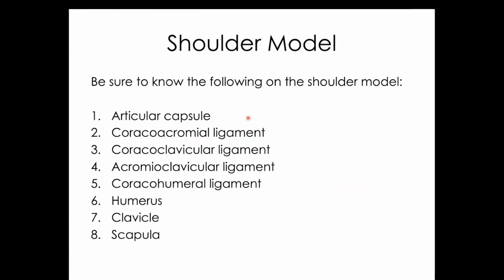All right, so for the shoulder model, make sure you can identify the articular capsule, the coracoacromial ligament, the coracoclavicular ligament, the acromioclavicular ligament, the coracohumeral ligament, and then, of course, the humerus, the clavicle, and the scapula.